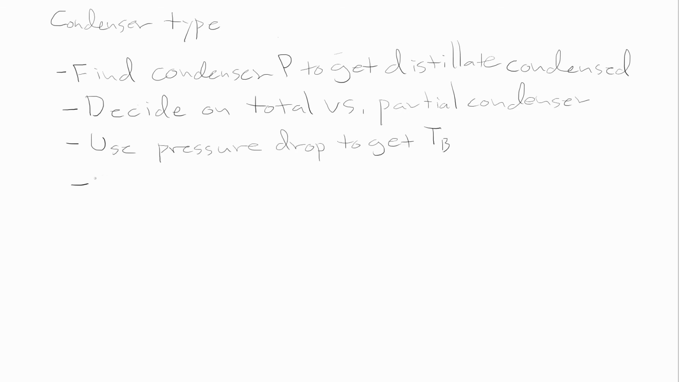And finally, we make sure that this boiling point in the reboiler is acceptable, if it is low enough to avoid decomposition of any of the species that we are trying to purify. If the temperature is too high, then we're going to need to go back up to the condenser and operate that condenser at a lower pressure in order to get a lower temperature in the reboiler.